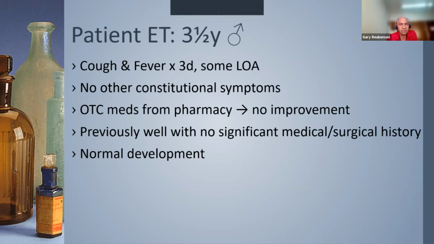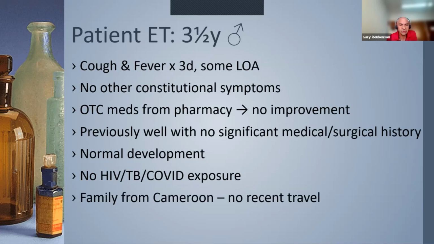They had been to the pharmacy and received some over-the-counter medications, but they hadn't really improved his clinical condition. He's previously well, no previous significant medical or surgical history, and developmentally has been developing normally. As far as his mum knows, no HIV, TB, or COVID exposures. And I'll come back to this, we'll touch on it along the way: the family are from Cameroon, but neither the mother nor the child have recently traveled there. His immunizations are up to date.